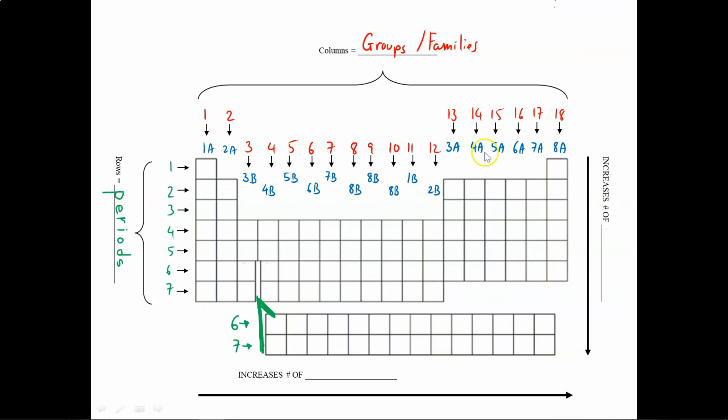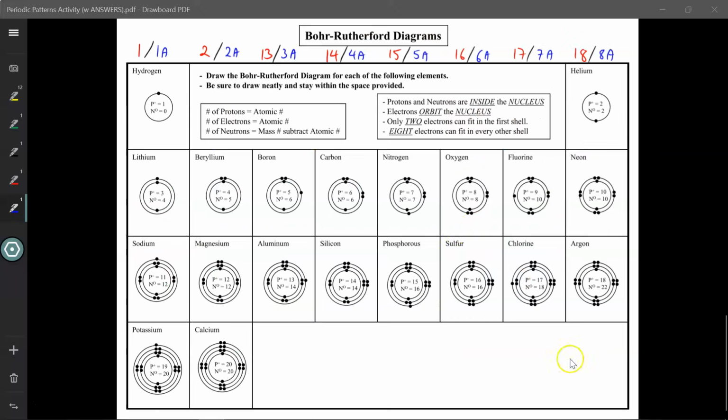Now, if you forget this old numbering system with a 3A, just look at the last digit in the group number. That also tells you the number of valence electrons in that particular group. So the group 1 or 1A elements all have 1 valence electron. The group 2 or 2A elements all have 2 valence electrons. Group 13 or the 3A elements all have 3 valence electrons, and so on and so forth. The pattern continues on. That's why we call these the representative elements, because they represent the pattern very well.